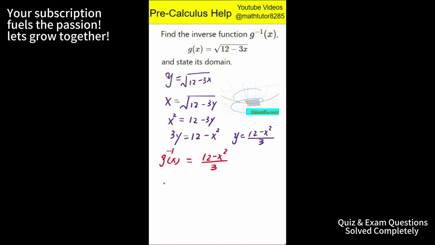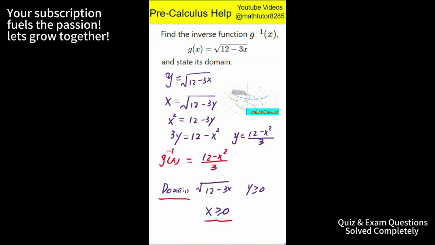Next step is to state the domain of the inverse. The domain of the inverse function is the same as the range of the original function. Since the original function outputs values greater than or equal to 0, we conclude that the domain of g inverse is all x greater than or equal to 0.